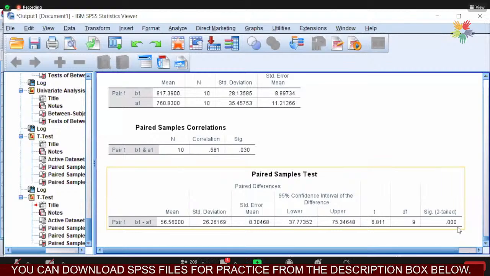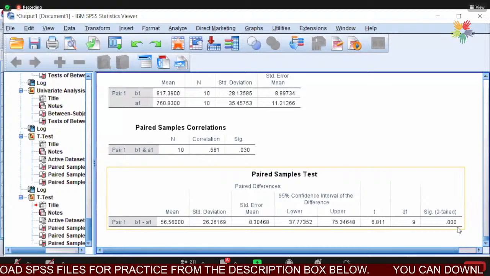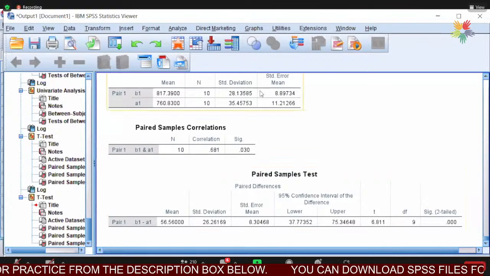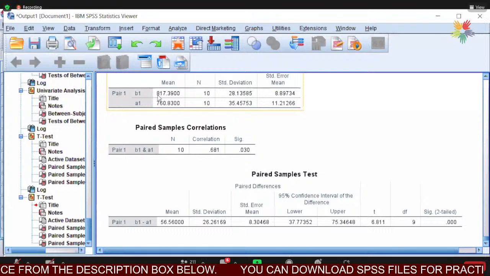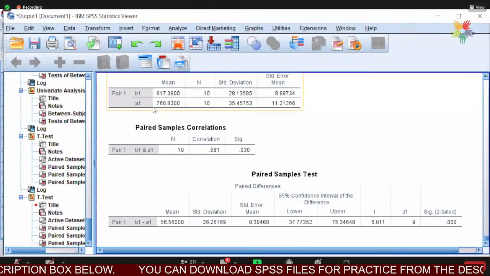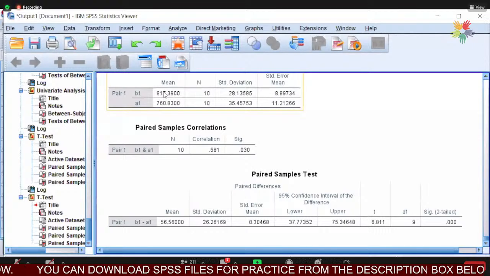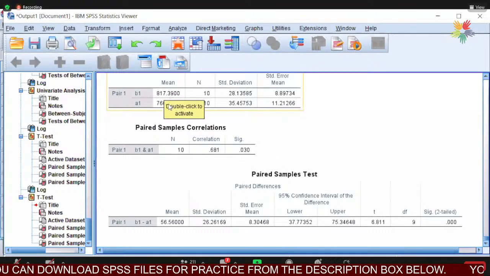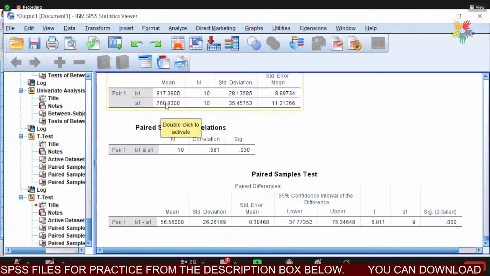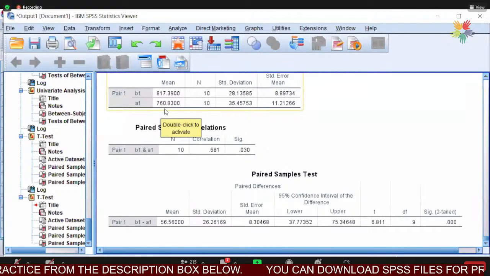Whenever there is a difference, we should not stop. We should find out whether the share price increased or not. Before, the average share price is 817. Now the average share price is 760. So it has come down by 56 rupees. There is a reduction in share price.